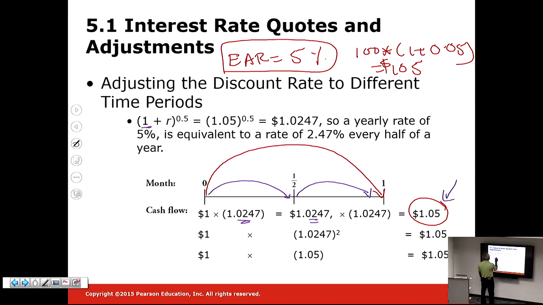I take 1 plus the effective annual rate and raise it to the proper n. In this case, n is 0.5. N is 0.5, and I get 1.0247. That means my half-yearly interest rate is 2.47%. So another way of saying it, a half-year interest rate, a 6-month interest rate, of 2.47% is equivalent to an annual rate of 5%.